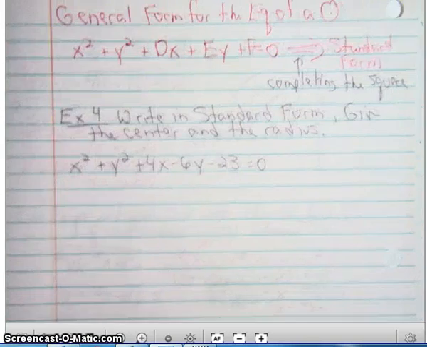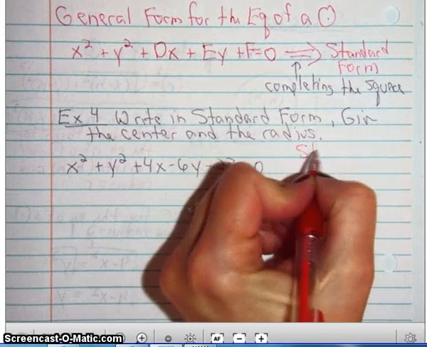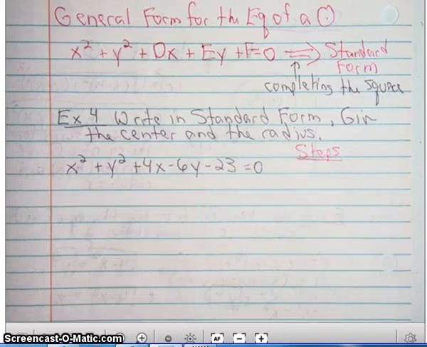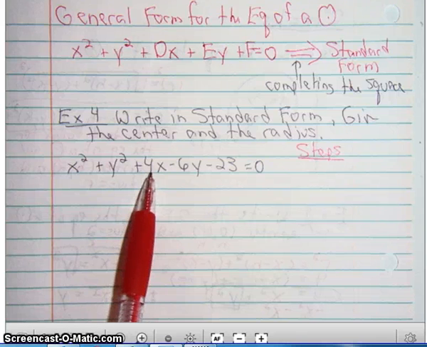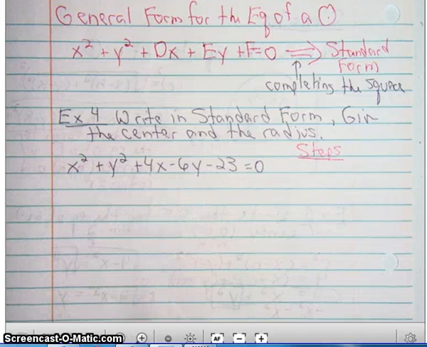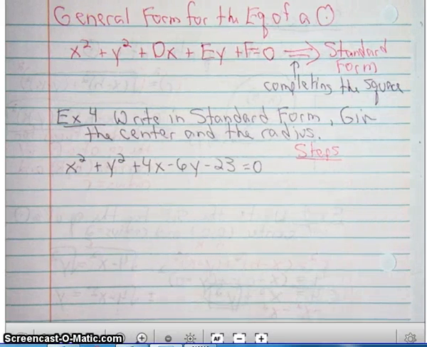All right, you guys ready? I'll give you the steps. What do D and E stand for? D is the coefficient on the x term, and E is the coefficient on the y term. Those just represent coefficients.